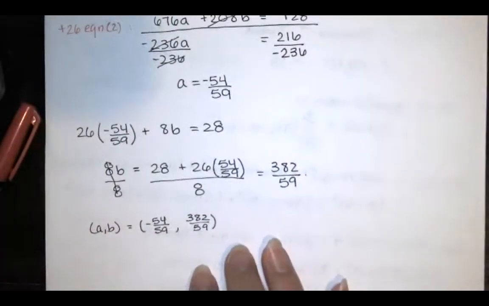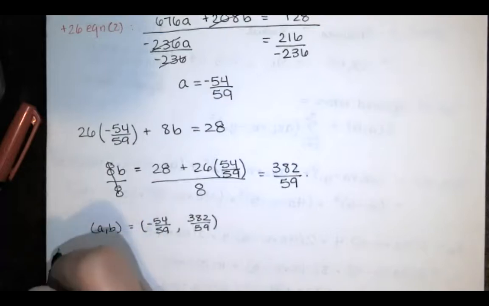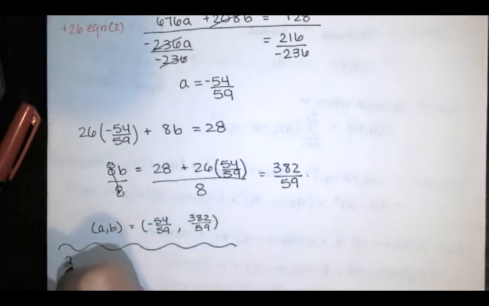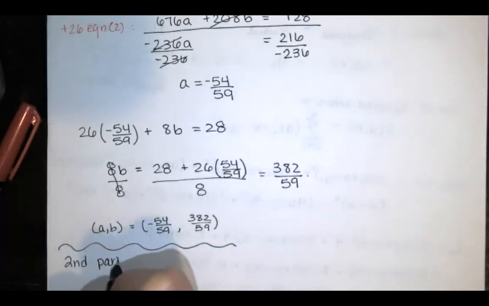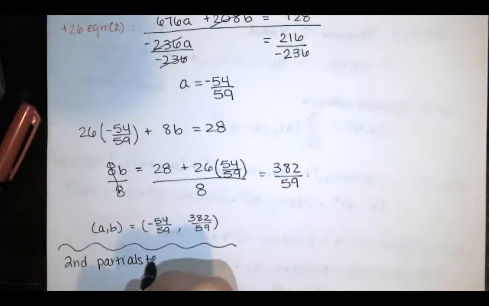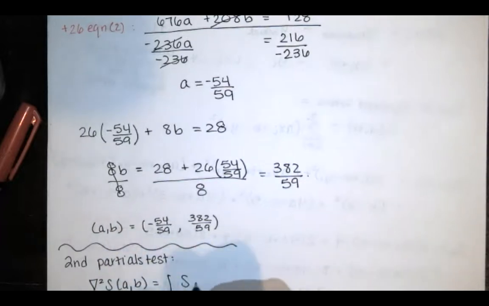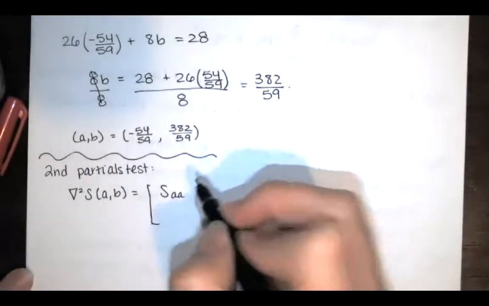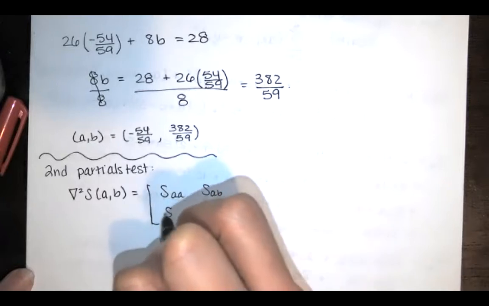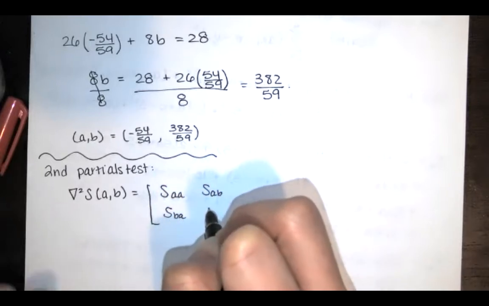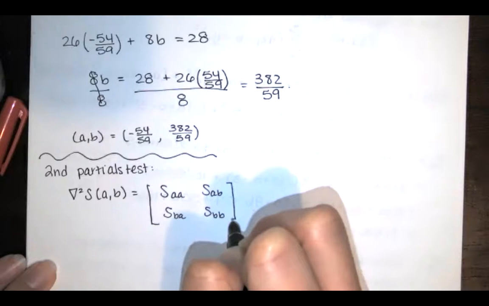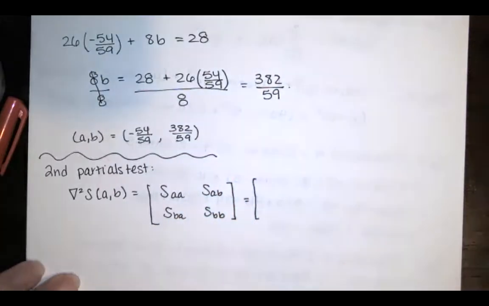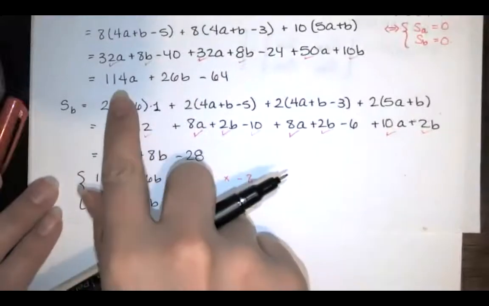If you're saying to yourself, how do you know, how can you prove that this particular critical point corresponds to a minimum and not a maximum? Remember how we do that? We use the second partials test. Or in other words, we can find the Hessian matrix. This is the matrix of second partial derivatives of our sum of the squared errors function S. And it's actually pretty easy to find.